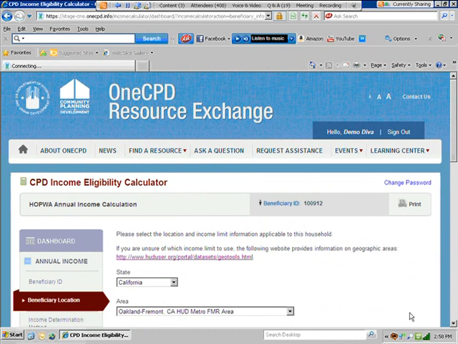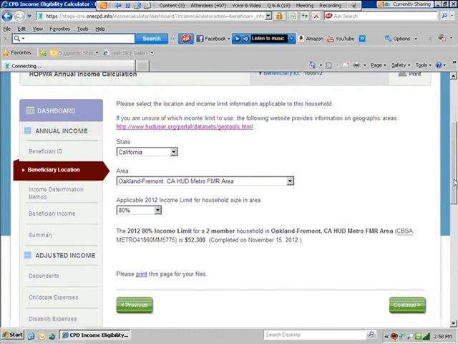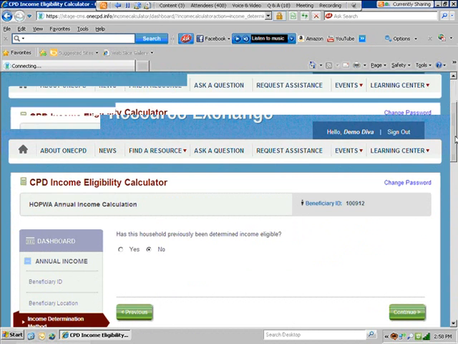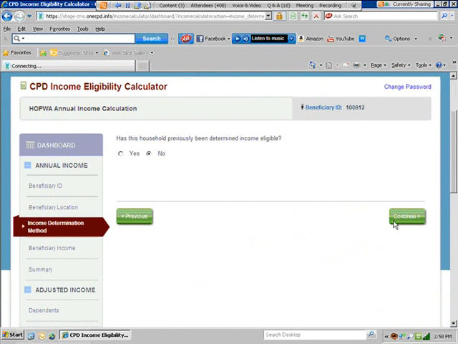This household lives in Oakland, California, which I lived nearby, so I chose that. We made sure that they're below the maximum HOPWA income limit of 80% of area median income. For this 2-family member household, it's not as affordable as Ohio. 2 members, income limit $52,300 for them. So have we determined their income before in the system? Okay, the answer is no.